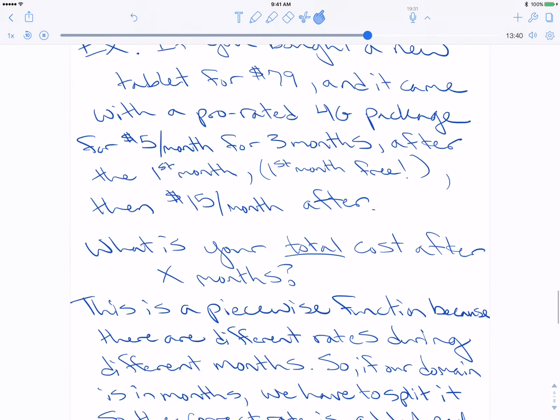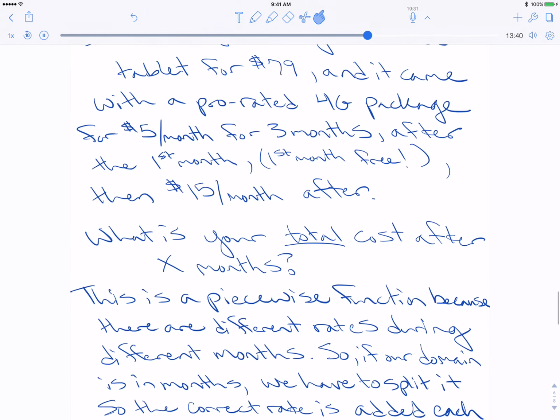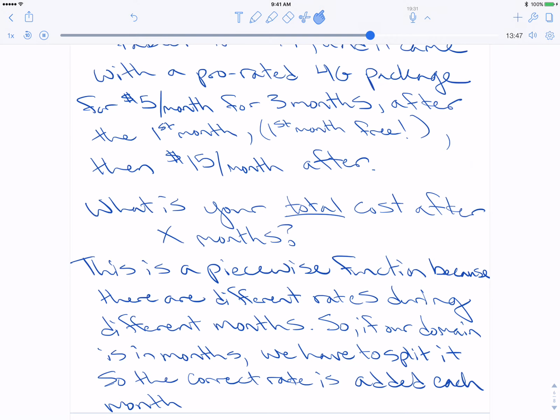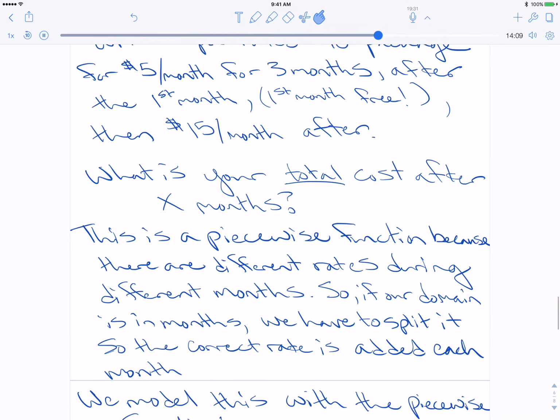The first month, you're not having to pay for anything extra. You just pay for the tablet. The second, third, and fourth months, you're paying $5 a month in additional fees towards the tablet. And then any month after those 4 months have passed, you have to pay $15 a month for that 4G package. So, if our domain is in months, which it is, it has to be divided so that the correct rate is added in those months appropriately.